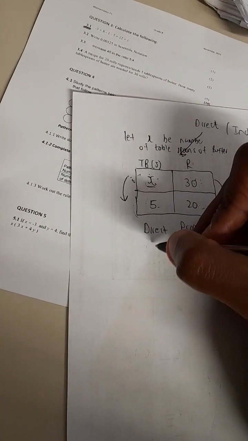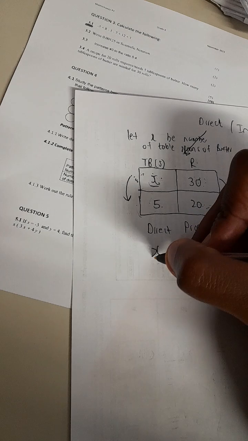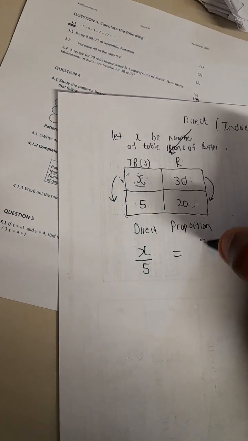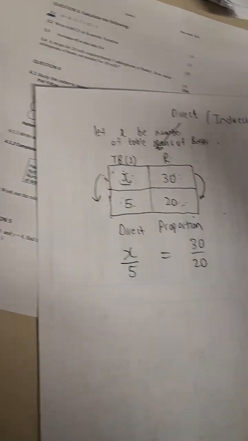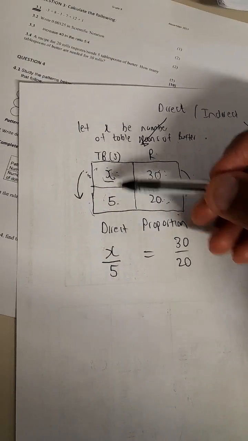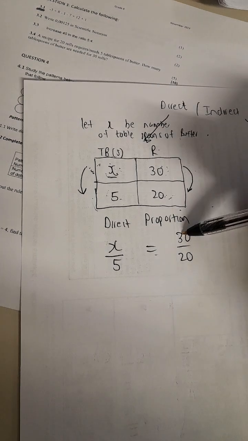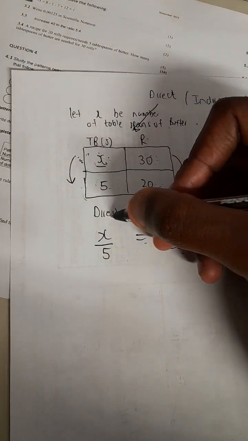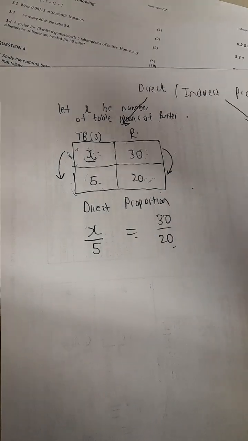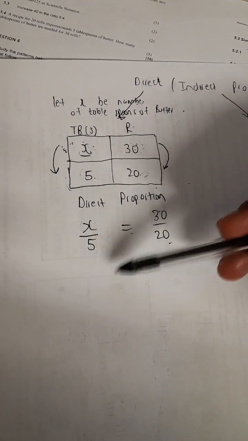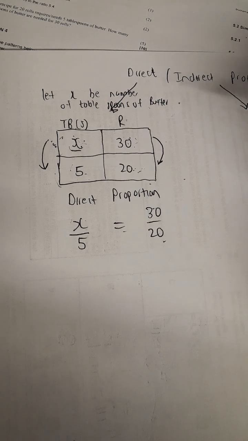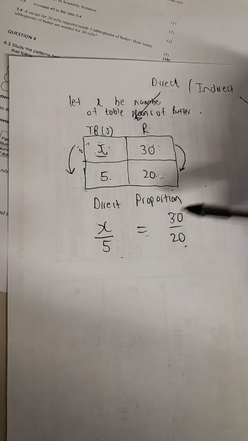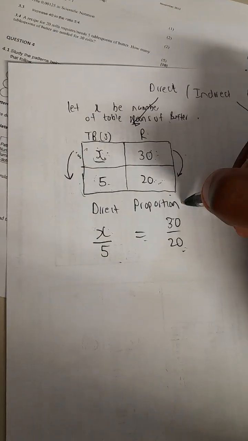Seeing as that is the case, when I set up my equation, I'm going to set it up in this way. x over 5 is equal to 30 over 20. Because of direct proportion. If it was indirect, I wouldn't set it up as two fractions like this. And I'm going to look at an example so that you can see the distinction between the two. So I have x over 5 is equal to 30 over 20 because it's direct proportion.